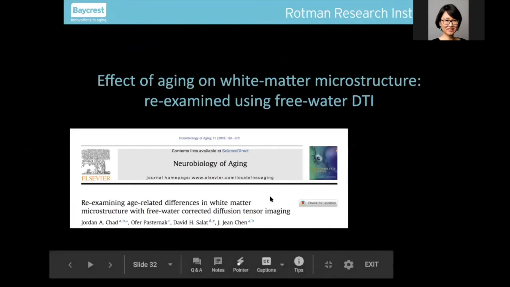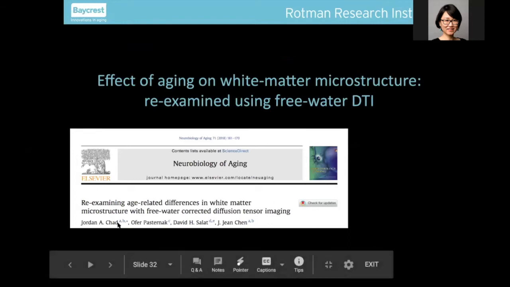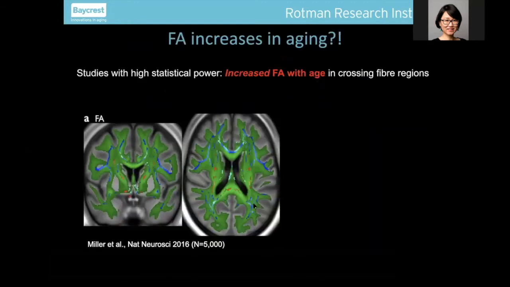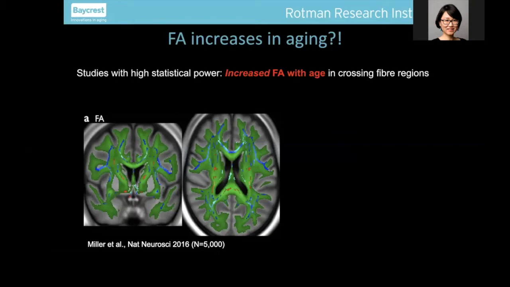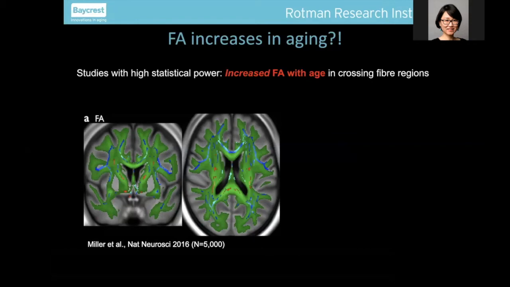So the work I'm going to present today is based on a recent paper by my Ph.D. student Jordan, and he's looking at the effect of separating the intra and extracellular compartments. And this was really also a motivating factor, this paper by Miller and colleagues in Nature 2016, using a sample of 5,000, looking at the effect of normal aging. And they noticed this increase in FA with age, this red here. So this was counterintuitive at the time. We thought that we were only going to see FA going down with advancing age.